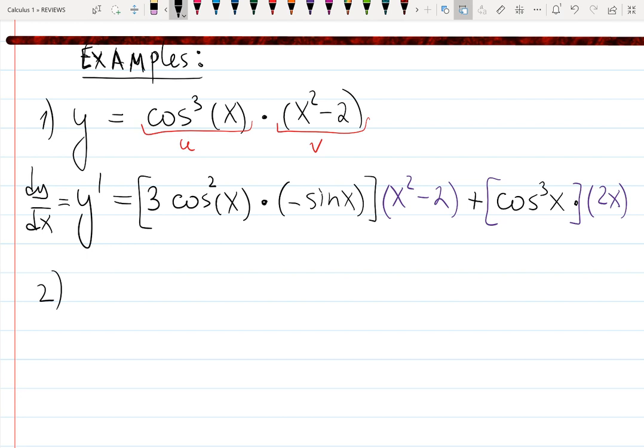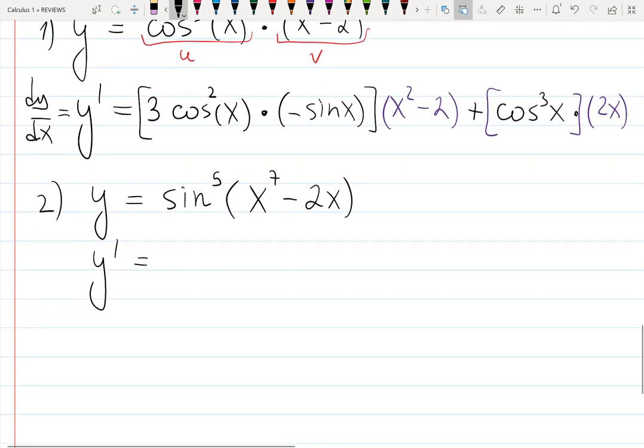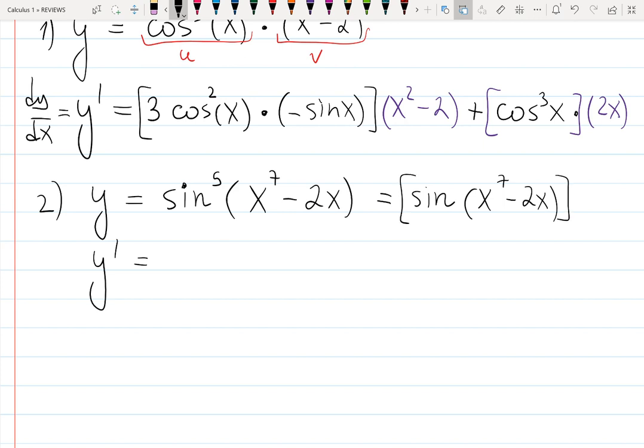Second one, how about I'm gonna do chain rule several times. For example, sine to the 5th power of x to the 7 minus 2x. How do I know that this is chain rule several times? Because sine is raised to the 5th power. And if you don't understand which one goes first, think about it as sine of x to the 7 minus 2x, and everything is raised to the 5th power. So it is actually a polynomial first, something raised to the 5th power.